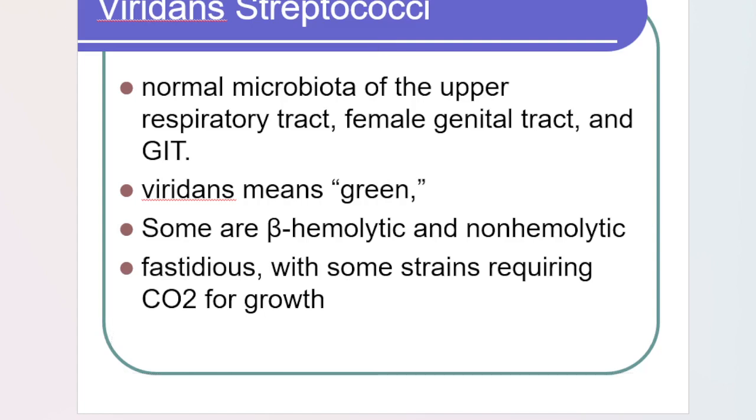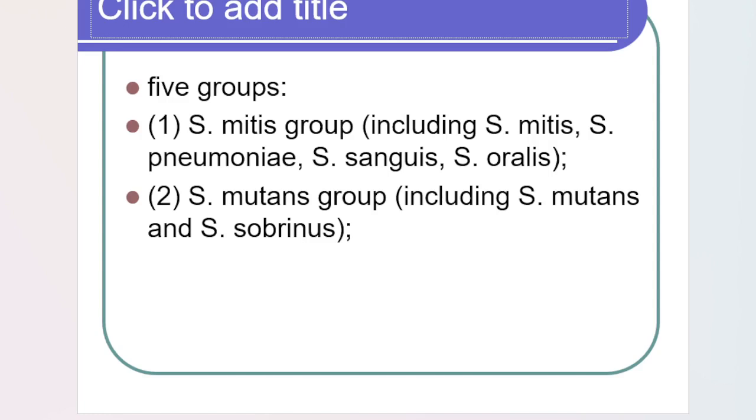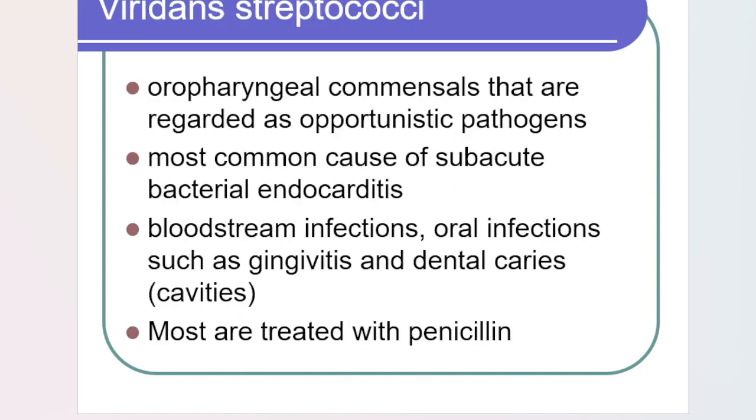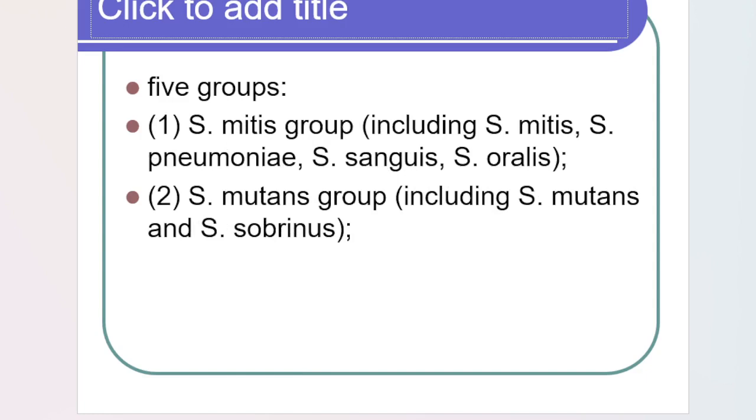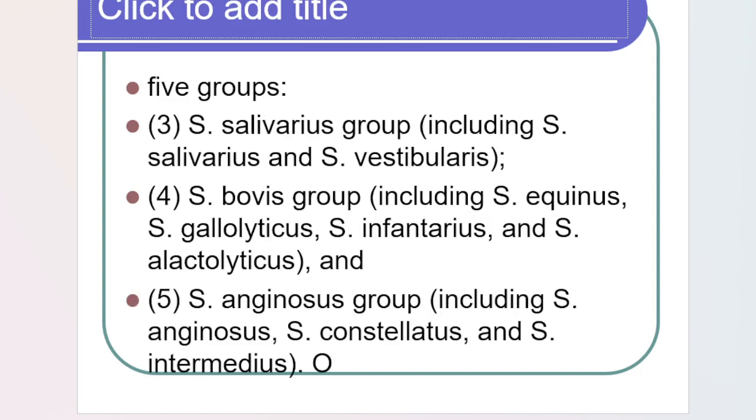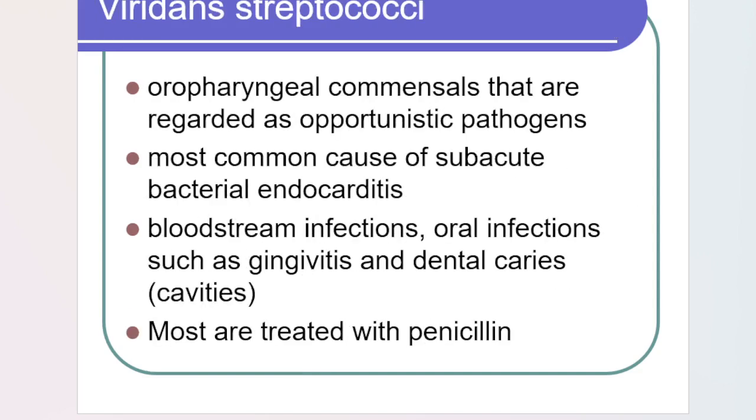That's why it is recommended that if Streptococcus infection is suspected, it should be placed in a candle jar. So, there are 5 groups of viridans streptococci: the mitis group, the mutans group, salivarius, bovis, and anginosus group. Okay? So, hindi pwedeng gamitin dito yung Lancefield antisera. It has very little value. However, for viridans streptococci kasi, most are treated with penicillin. So, hindi mo na siya kailangan i-identify up to the species level.